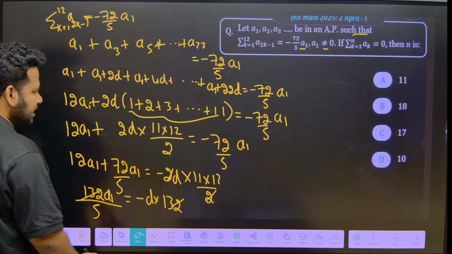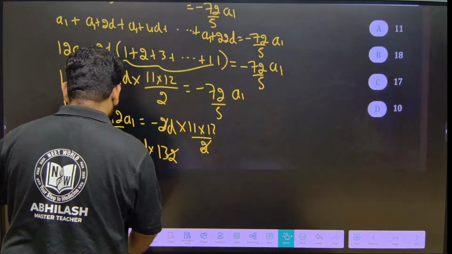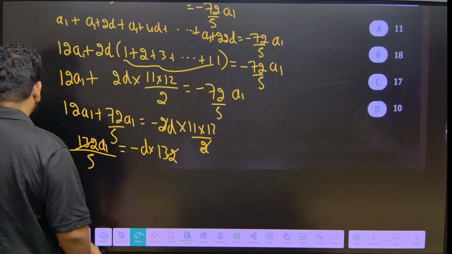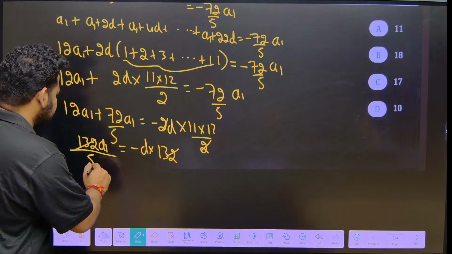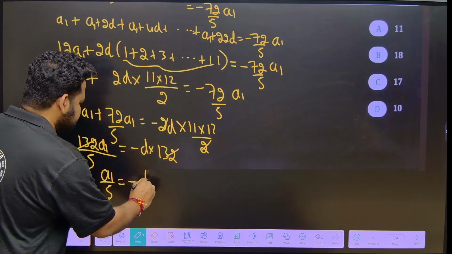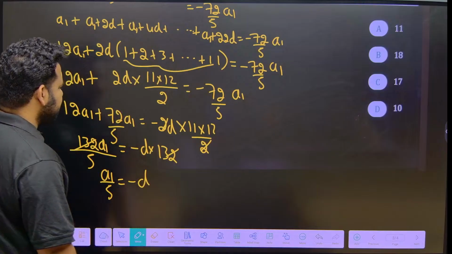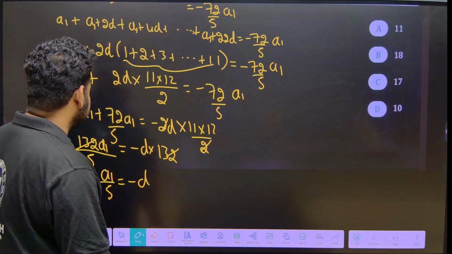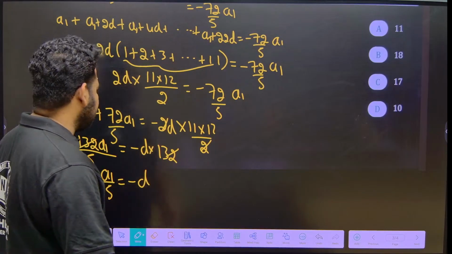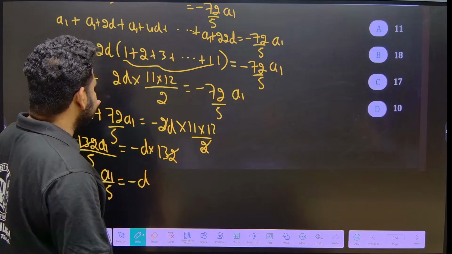Finally I'll have, I hope you are focusing, all of you, a1 by 5 is equal to minus d. This is what I'll have, correct? a1 by 5 will be equal to minus d. This is what I got till here.